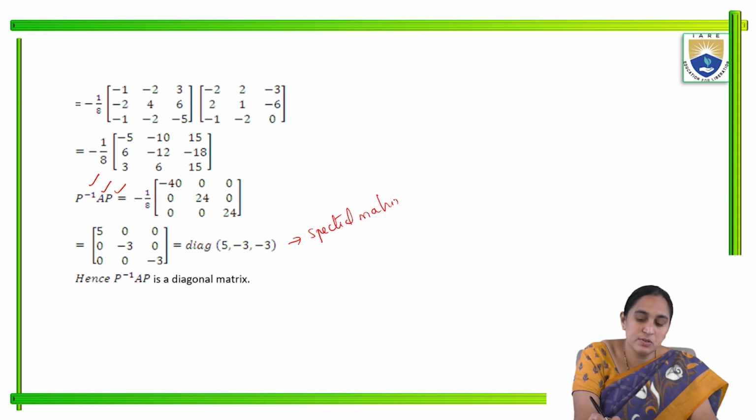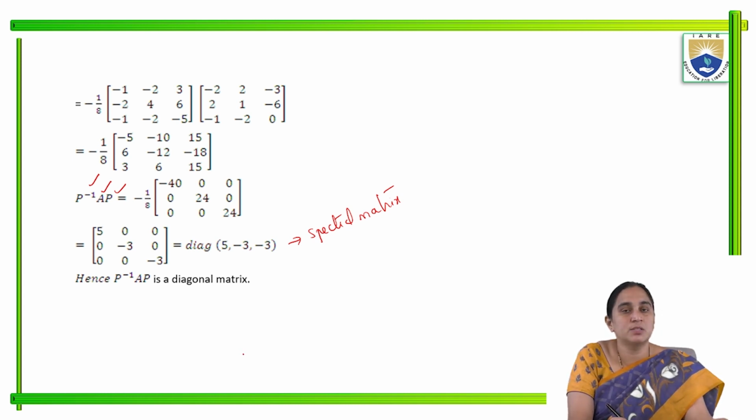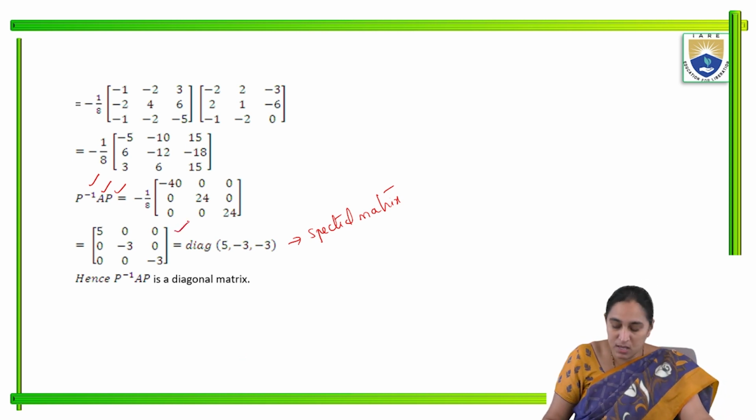Spectral matrix. Once observe, the diagonal elements of this diagonal matrix are always equal to what? Eigenvalues. What are the eigenvalues? 5, minus 3, minus 3. After getting the diagonal form, there also we get the same values, 5, minus 3, minus 3. So the given matrix is diagonalizable and it is verified. Therefore, the diagonal matrix is this. Okay, this is the concept for the diagonalization of a matrix.